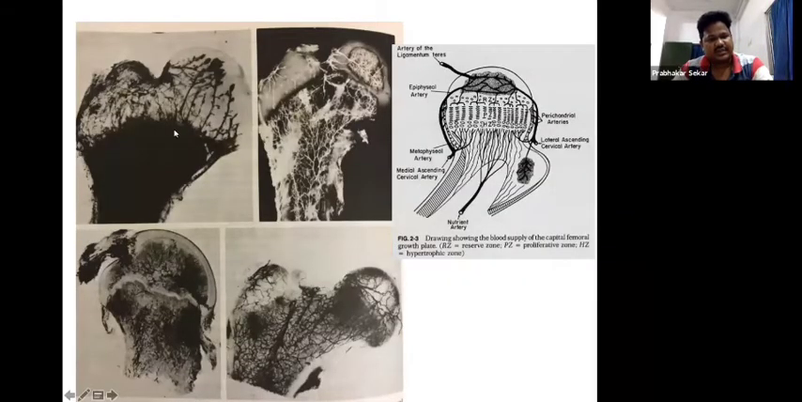This is at birth. You see the metaphyseal blood supply, and this is the epiphyseal blood supply that comes from here. Here the metaphyseal blood supply. Both supply the femoral head. There is no barrier at birth. Then later, from 4 months onwards, the barrier starts.